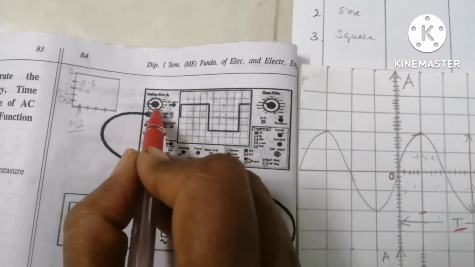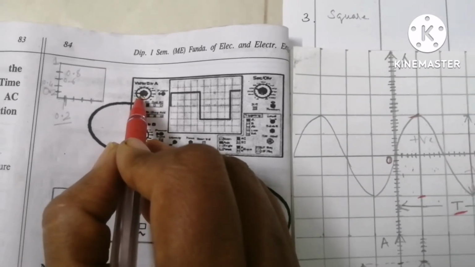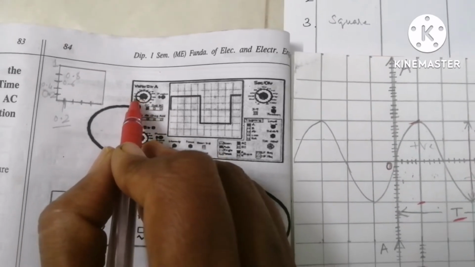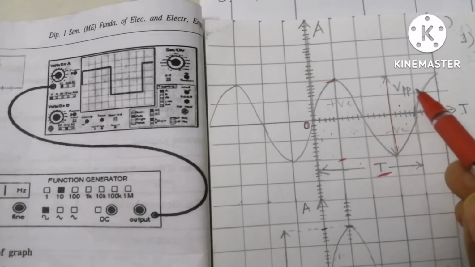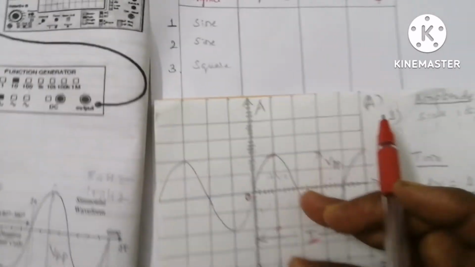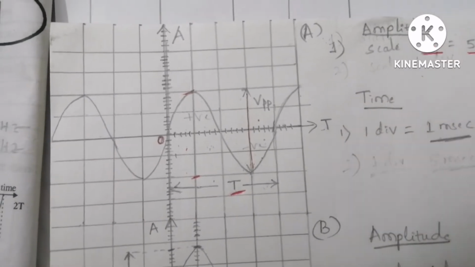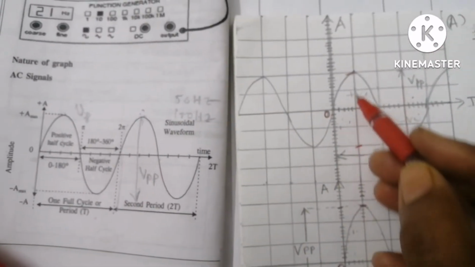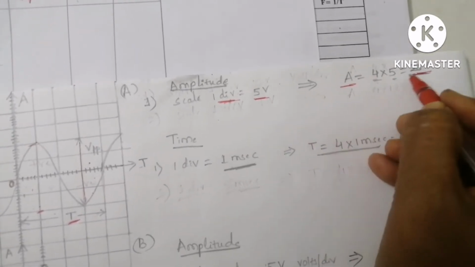So 4 should be multiplied with the voltage per division. How much voltage we have kept here. Suppose one division is equal to 2 volts, or one division is equal to 5 volts, that should be multiplied with the number of divisions to get V peak to peak. For example, suppose I have kept one division equal to 5 volts, and it has 4 divisions. So 4 into 5 is equal to 20 volts. Totally the amplitude, peak to peak, is 20 volts.